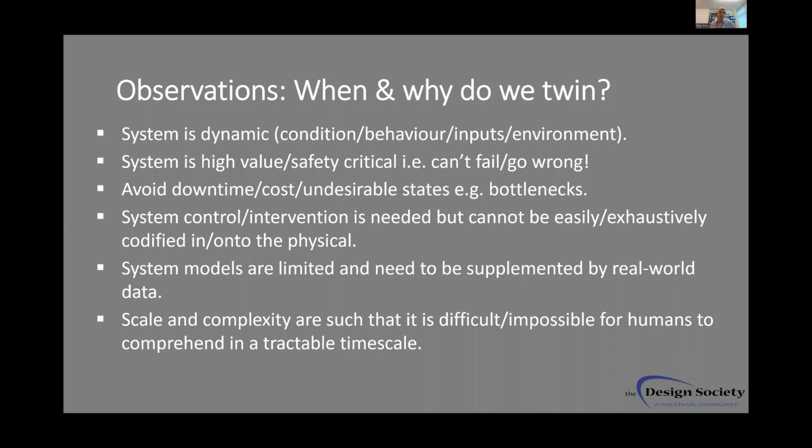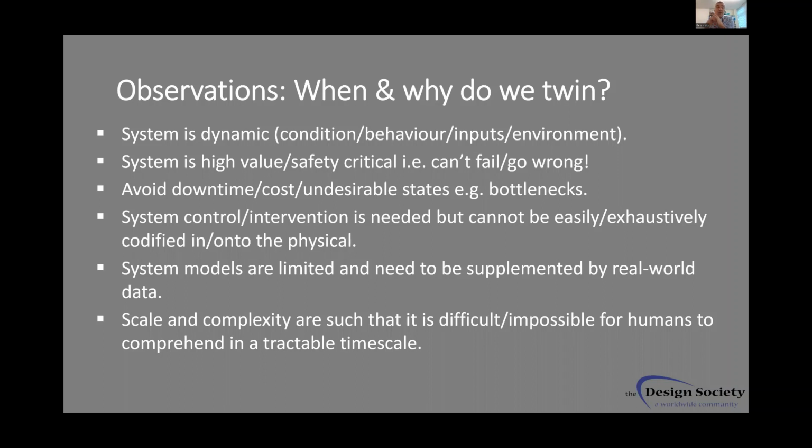So to do this, I'm going to start with some observations around when and why do we actually twin. First one is we twin because the system is dynamic, so the condition, behavior, inputs, environment change over time. We also twin perhaps when the system is high value or safety critical, i.e. it can't fail or go wrong. Think about aero engines or aircraft engines or critical infrastructure.